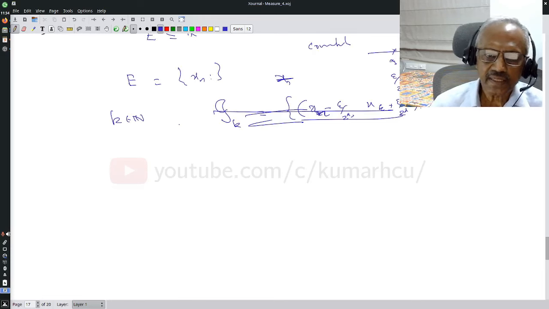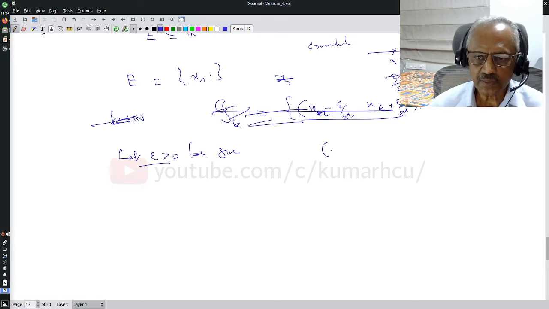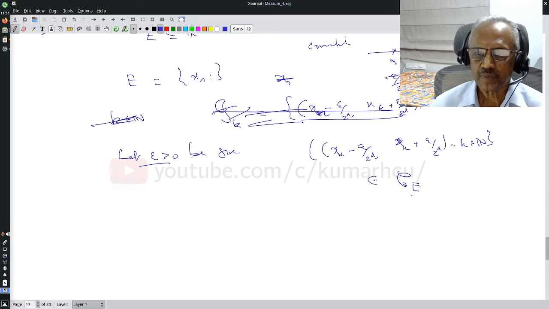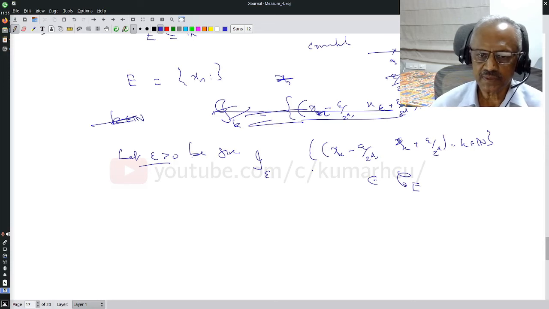Let me retract. There is nothing to do with k. Let epsilon be positive, be given. Let us look at this interval, (x_k minus epsilon by 2 power k, x_k plus epsilon by 2 power k). This collection, as k varies over the natural numbers, belongs to C(E). This is a countable open cover. So call this I_epsilon. For any epsilon, I am looking at a countable open cover.